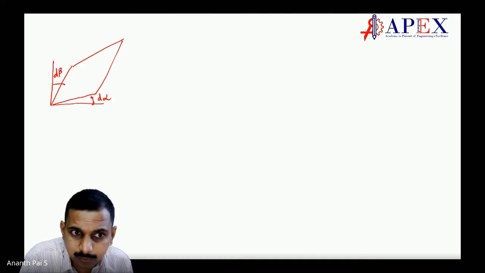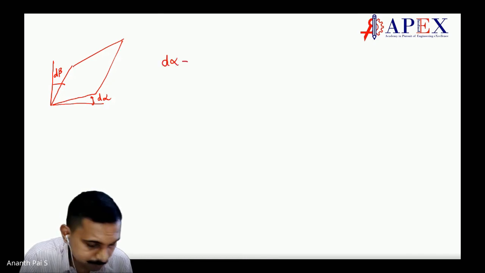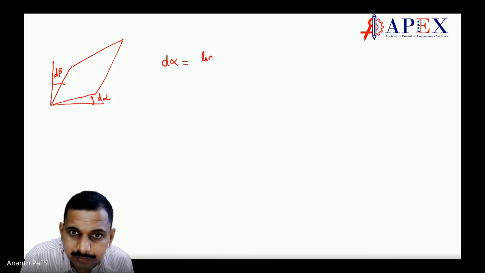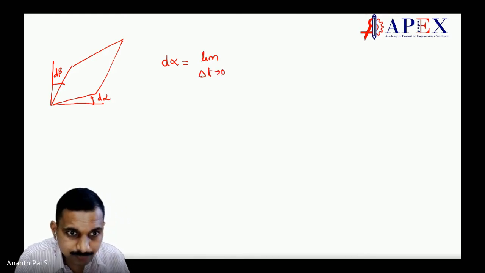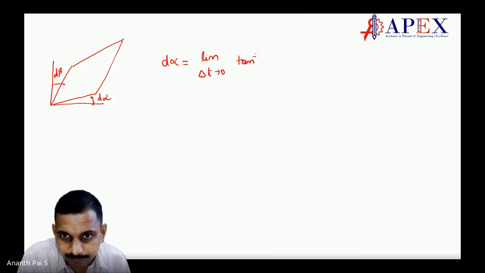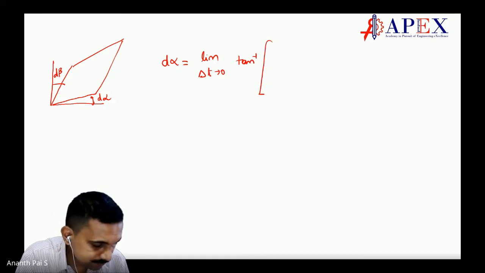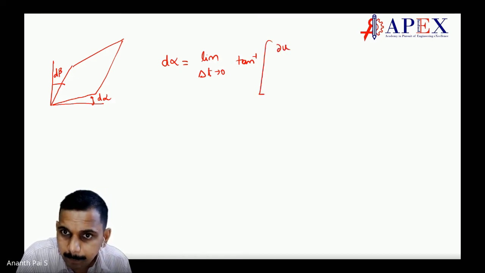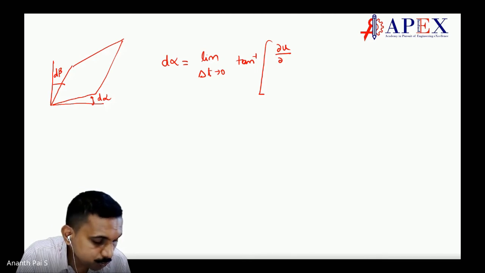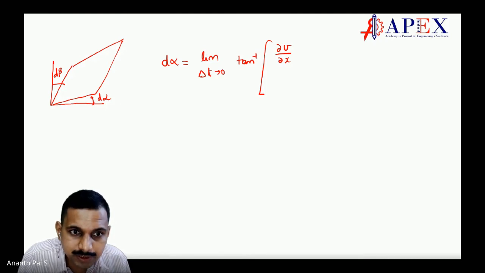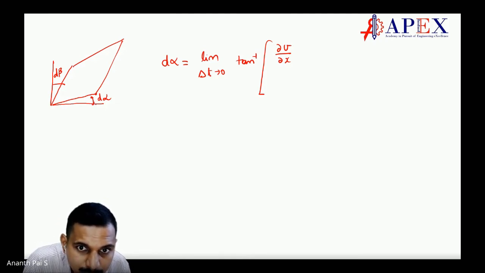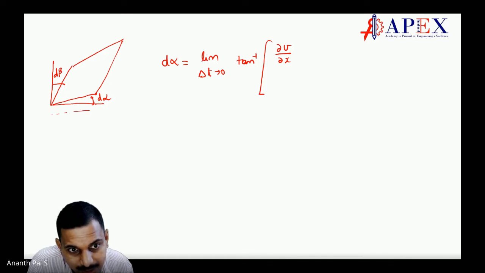Now, if I consider d alpha, this d alpha would be equal to the limit delta t tending to 0 of the rate of deformation, which is tan inverse of, if I consider, dou v by dou x. Why am I considering dou v by dou x? Because how much it moves with respect to x, that is causing it.